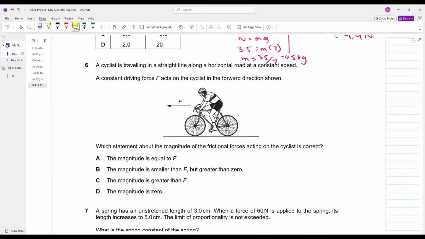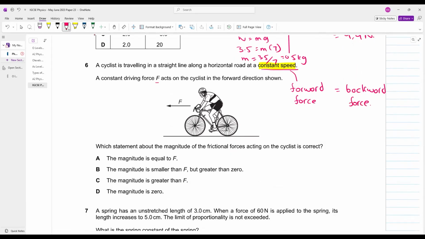A cyclist is traveling in a straight line along a horizontal road at constant speed. If you are traveling at constant speed, what does this mean? Your forward forces will be equal to the backward forces. If you are traveling at constant speed, forward forces are equal to the backward forces.